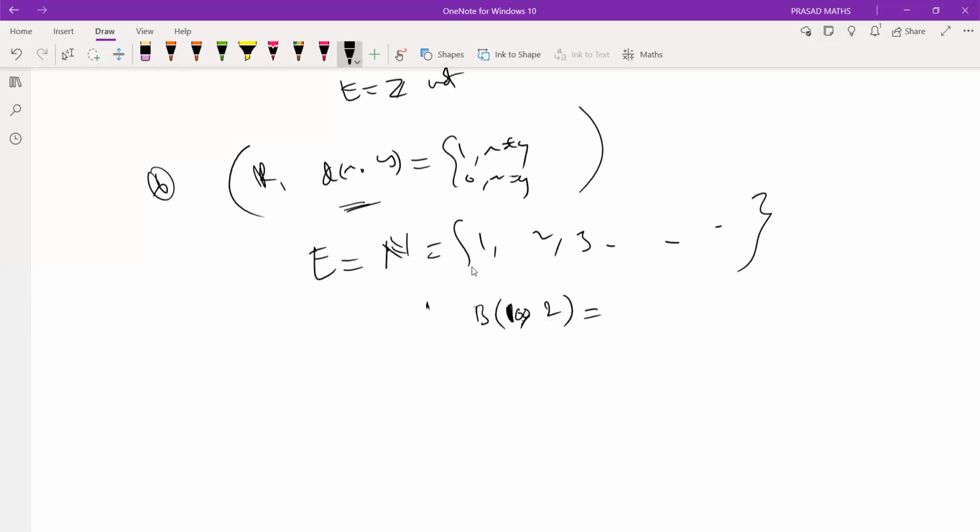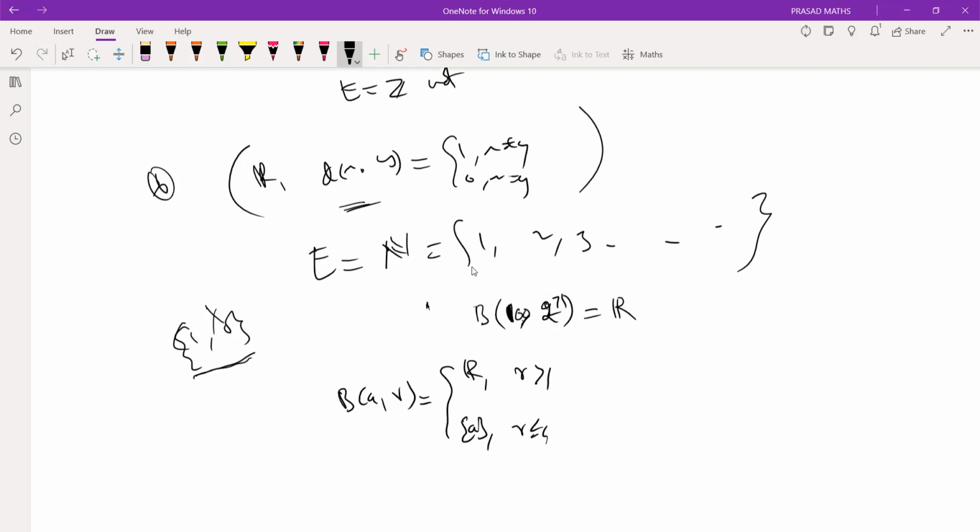Set {1}, sir. Is it my open ball? No, right? Not the singleton, because the radius 2 is bigger than 1. My open ball is the full set R. What is my open ball centered at a point with respect to the discrete metric? Whenever the radius is bigger than 1, it is the full R. Whenever the radius is less than or equal to 1, it is the singleton. Go through your basics.